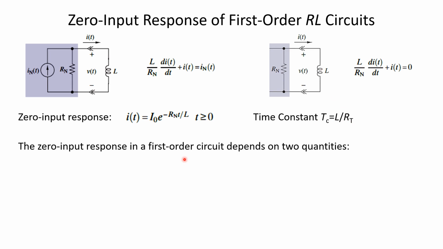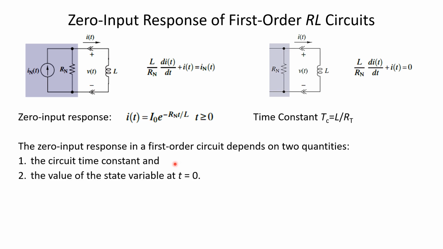Zero input response in the first order circuit depends on two quantities. Again, the circuit time constant and the value of the state variable at t equal to 0. This zero input response depends on the time constant L over R, whether it is slow or fast. If the time constant is slow, the current will be decaying slowly. If it is fast, it will be decaying quickly.